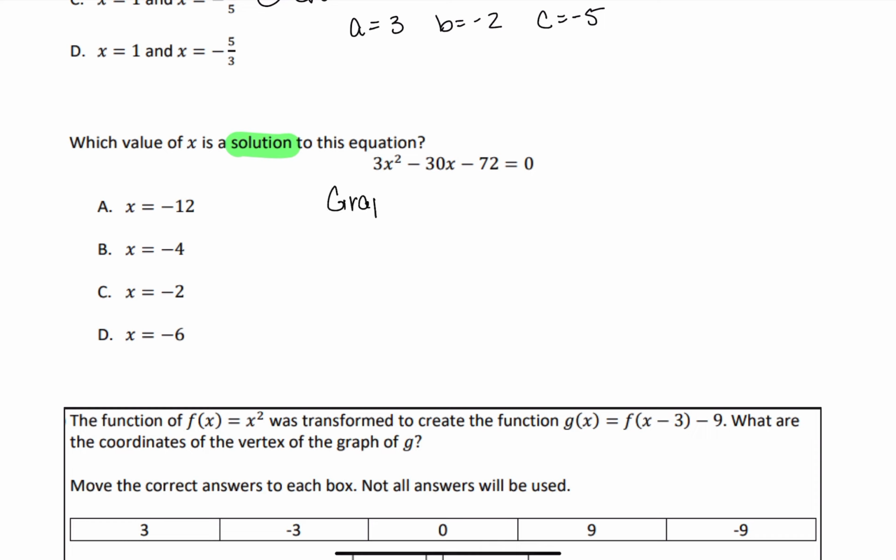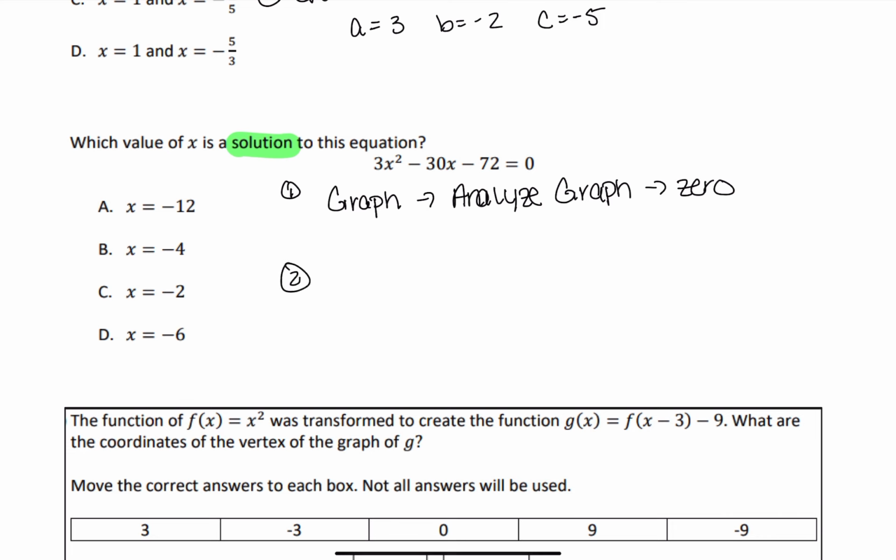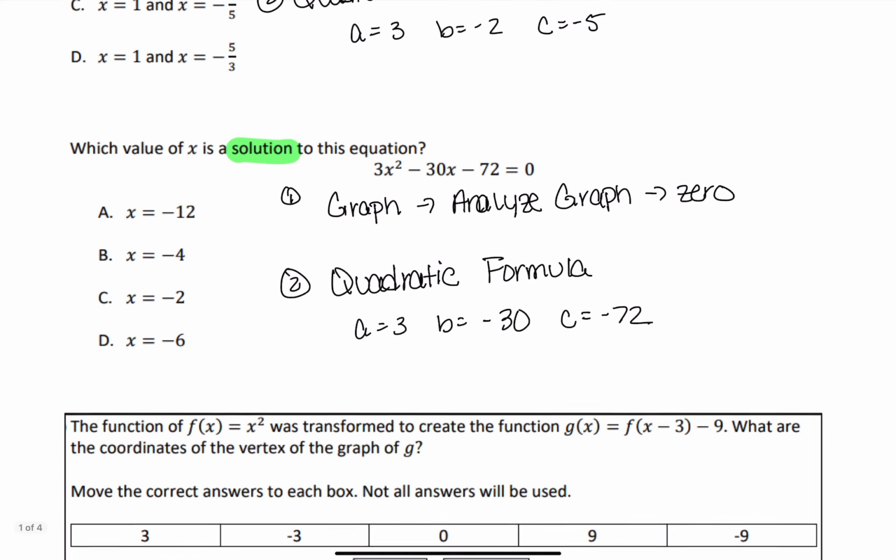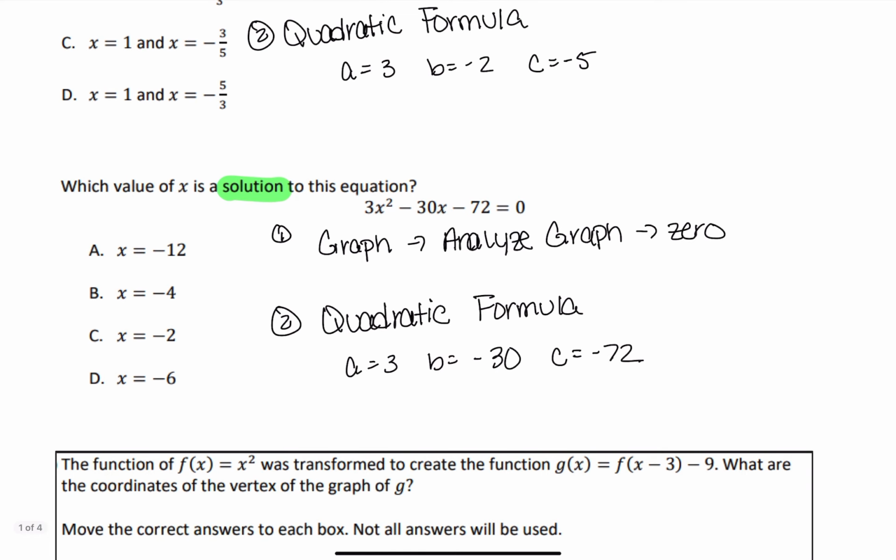You can click graph, then you're going to analyze the graph, and then from there, you're going to do the zeros. Now, that's option 1. The second option, again, is the quadratic formula. So if you do that, your A is going to be 3, your B is equal to -30, and your C is equal to -72. You can do either one, whatever is your preference. And for the quadratic formula, once you get x equals, that is your answer.